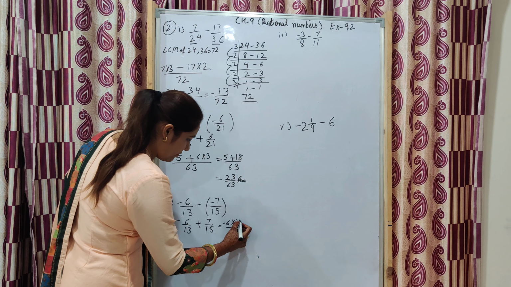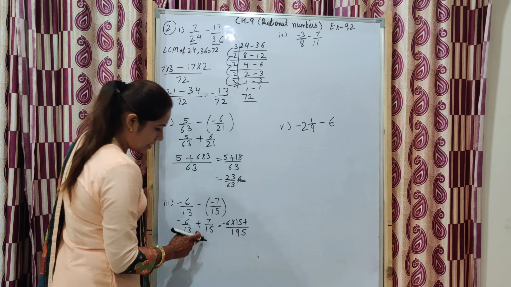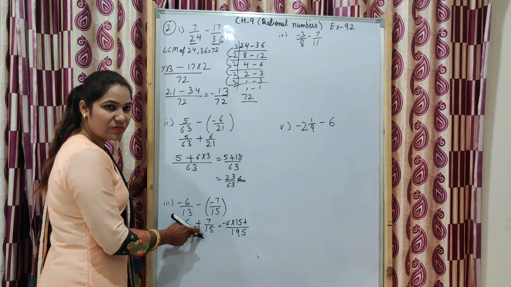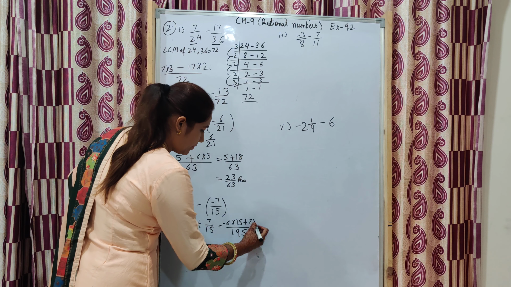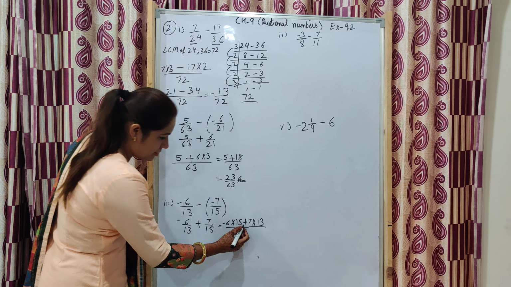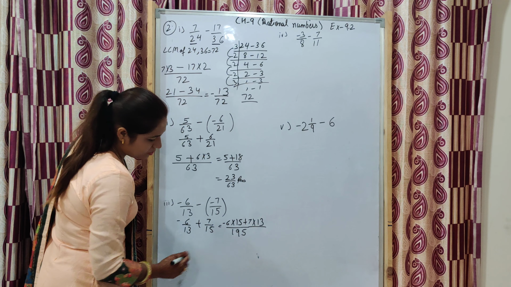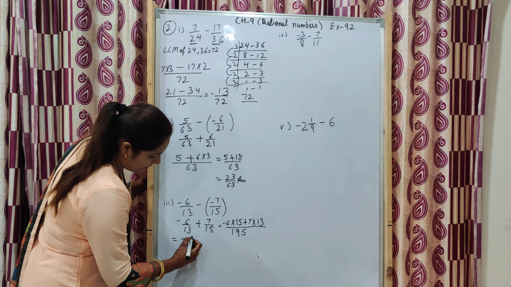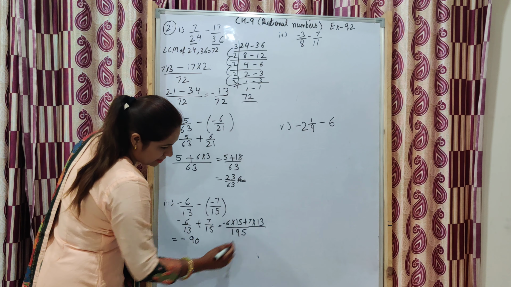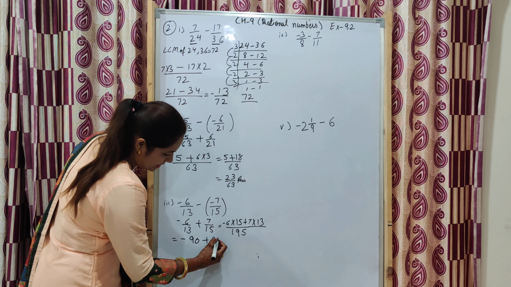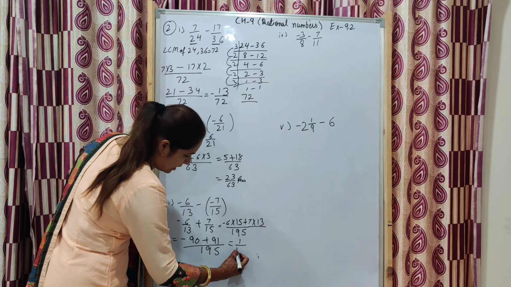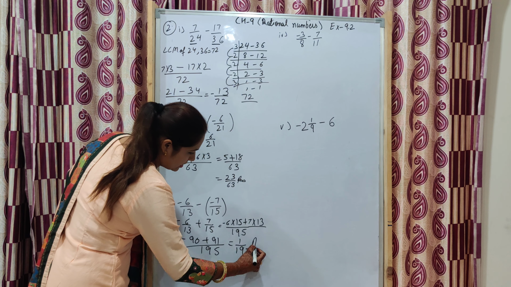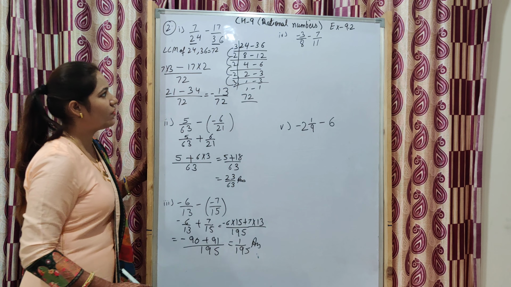Minus 6 multiply with 15, plus again 195 divided by 13, you will get 15. 15 multiply with 7. Then minus 6 into 15, that is minus 90. 7 into 13, that is 91 upon 195. Plus minus minus, sign is of the bigger term, so the answer is 1 upon 195.